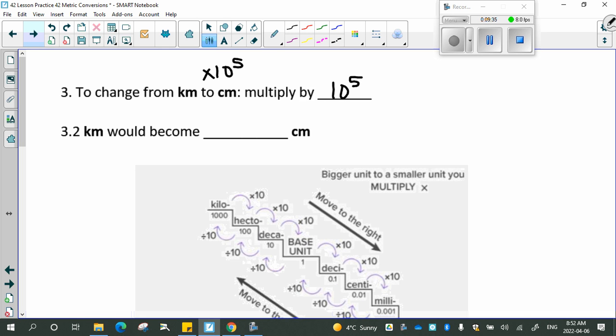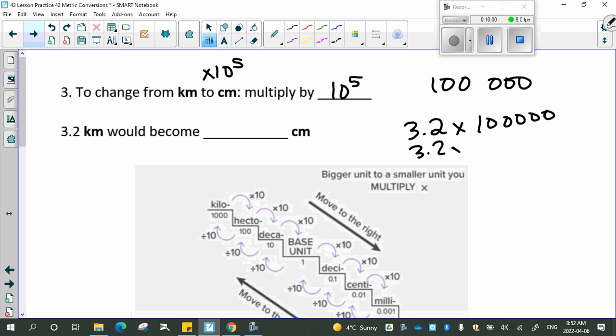Okay. All right, so to change from kilometers to centimeters, we want to multiply by 10 to the 5th. What is 10 to the 5th, guys? If you put 10 to the 5th on your calculator, what do you get? Yep, 100,000. So 3.2 kilometers would become 3.2 times 100,000, or 3.2 times 10 to the 5th.